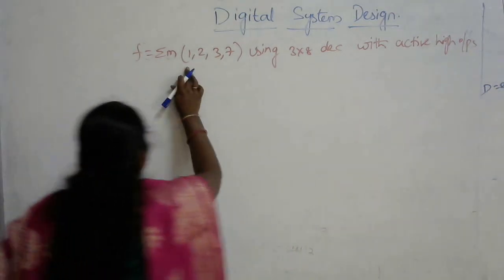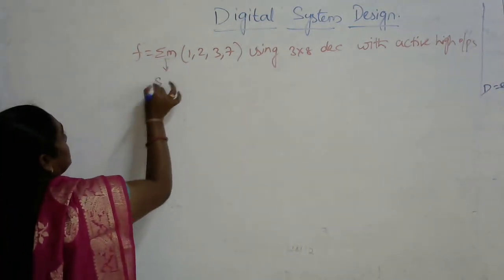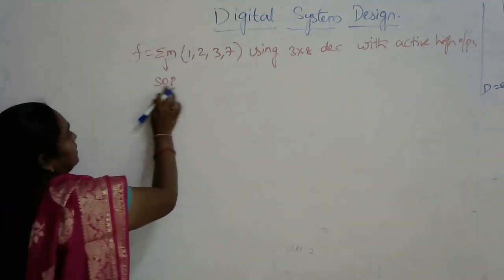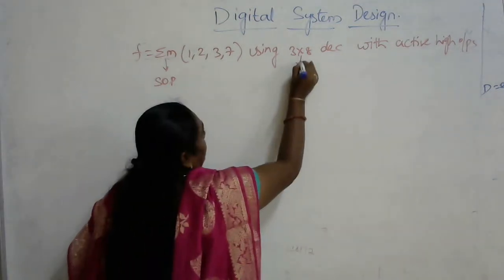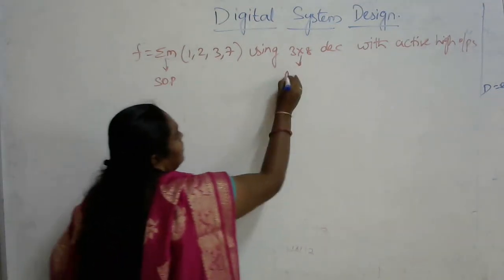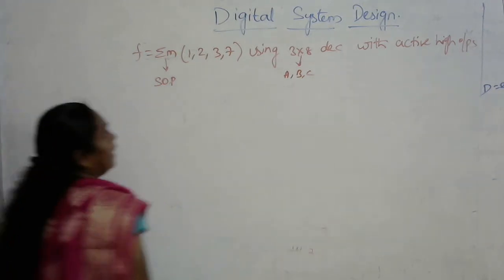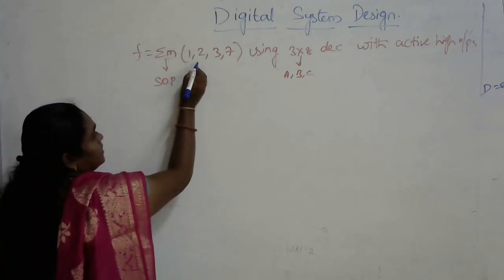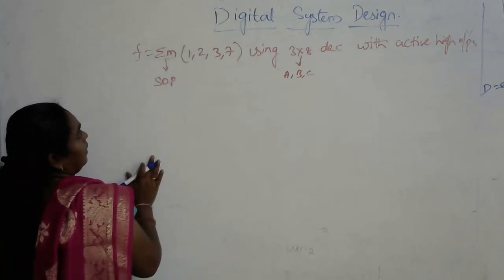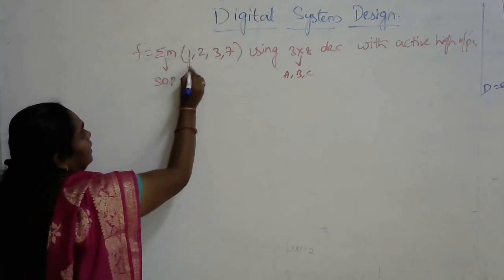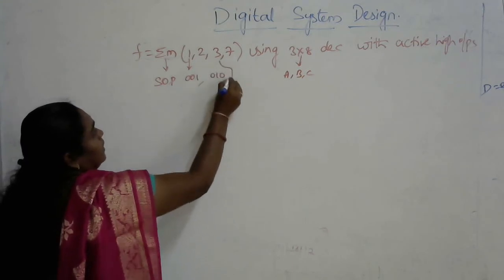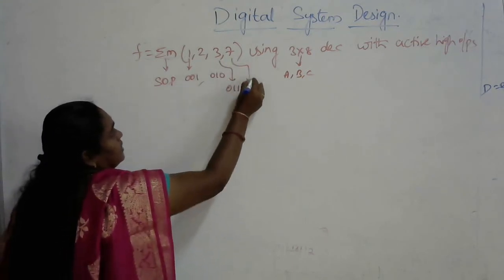Here I am saying it as sigma m. Sigma m represents an SOP expression, that is sum of products. So here 3 by 8: it consists of 3 inputs, those 3 inputs are A, B and C, and as it consists of 8 outputs, that is from 0 to 7. The first thing is, an SOP expression is nothing but AND followed by an OR gate. So here 1 is 0 0 1, 2 is 0 1 0, 3 is 0 1 1, 7 is 1 1 1.